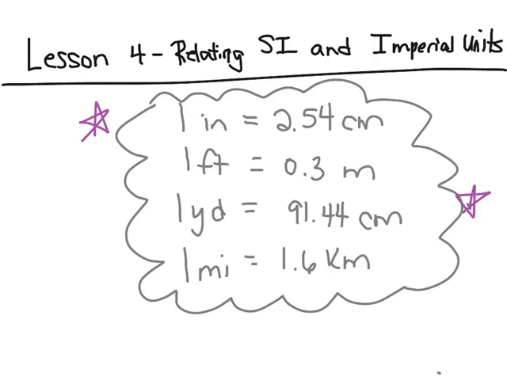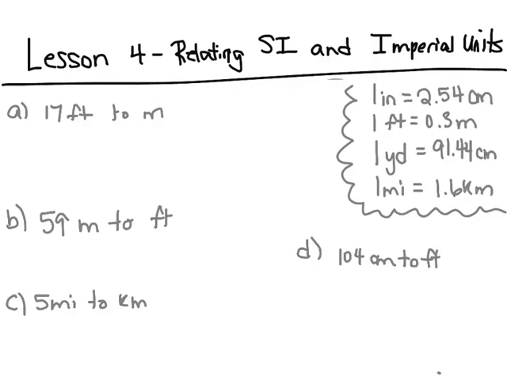So 1 inch is 2.54 centimeters. 1 foot is 0.3 meters. 1 yard is 91.44 centimeters. And 1 mile is 1.6 kilometers. And using these, we can do pretty much every conversion.